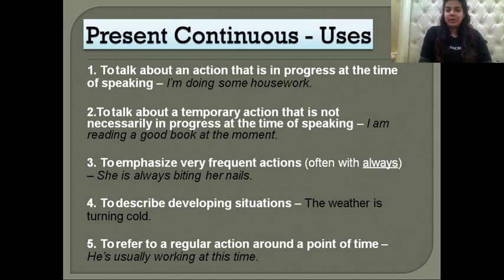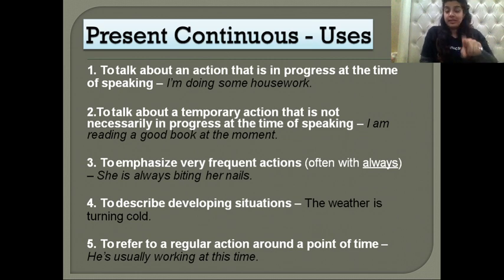So right now we're talking about present continuous tenses, right? Right now, what am I doing? I am smiling. I am teaching. I am looking at my laptop. I am doing some work. So this is an action that is in progress at the time I am speaking. So the number one use of present continuous tense is this.